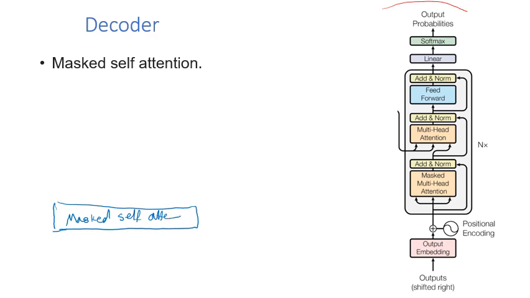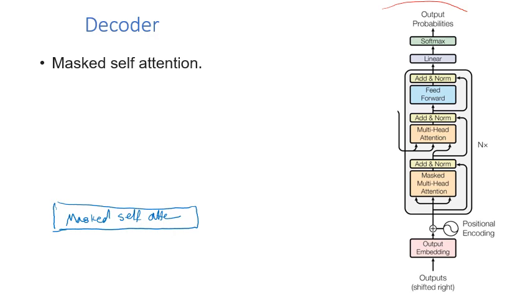And what's the difference between masked self-attention and self-attention? Basically, masked self-attention masks every word on the right, and attends only to the words on the left. So this is the decoder. We want the decoder to generate a new word for us, generate a new character for us, generate new text for us.